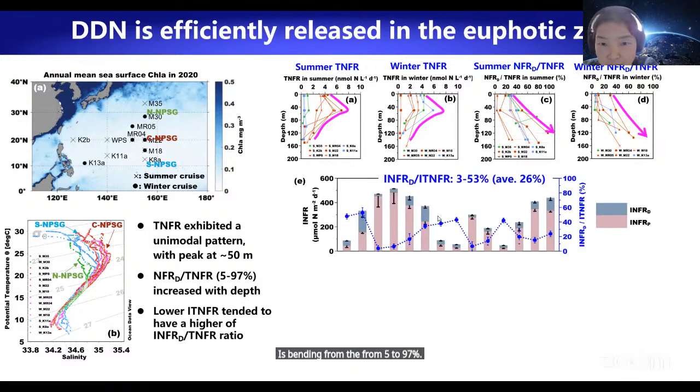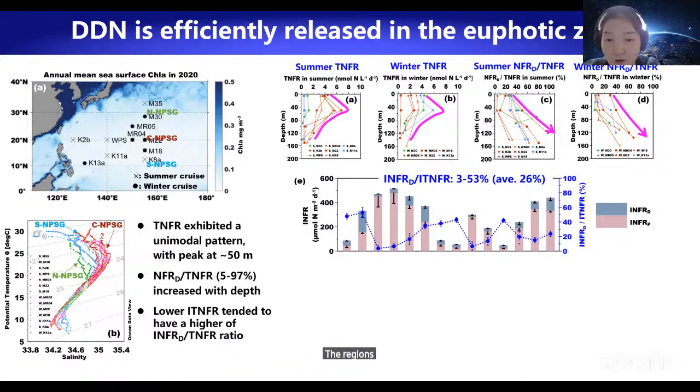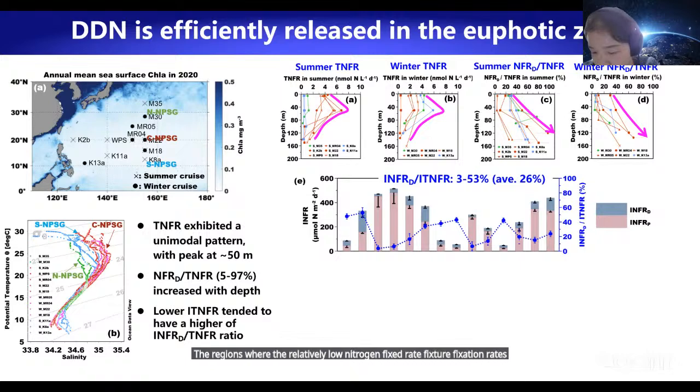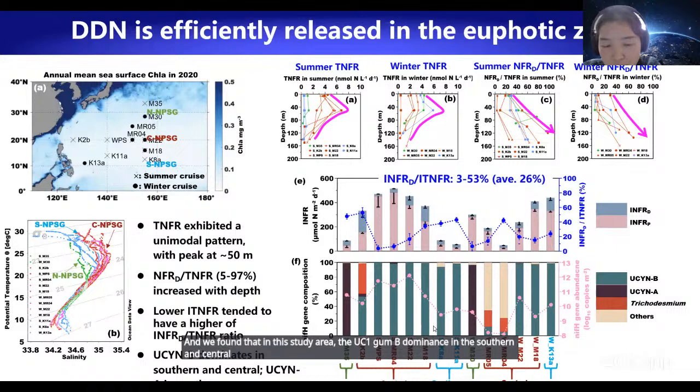And we integrated the total nitrogen fixation rates. We found that the total nitrogen fixation rates tend to have a higher ratio of the dissolved fraction. This means the importance of accounting for the dissolved fraction in the assessment of marine nitrogen fixation rates, particularly in the regions where the nitrogen fixation rates in the particulate phase are relatively lower. And we found that in this study area, the UCYN-B dominates in the southern and central area, while the UCYN-A dominates in the north area.